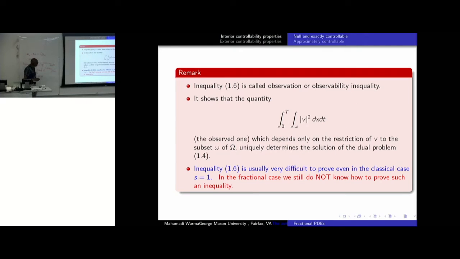What we're saying is that the observability inequality says that if I know this quantity, which means the observed one, which depends only on the restriction of v on the control region, then that uniquely determines the solution of the adjoint equation. Like I said, it's really difficult to prove even in the case s equal to 1. But for the fractional Laplacian, we don't know how to prove the Carleman estimate. It may happen that the exponential is not good here, because the exponential is good in the classical case since you can compute the Laplacian of exponentials.